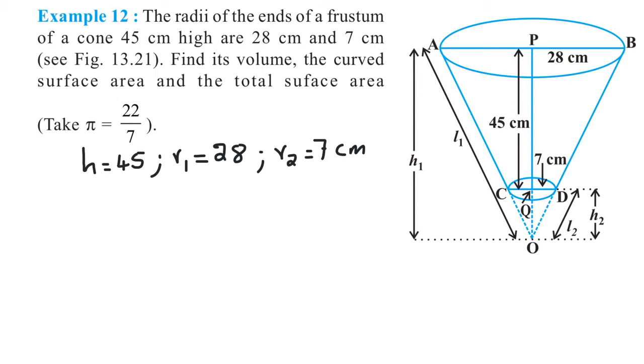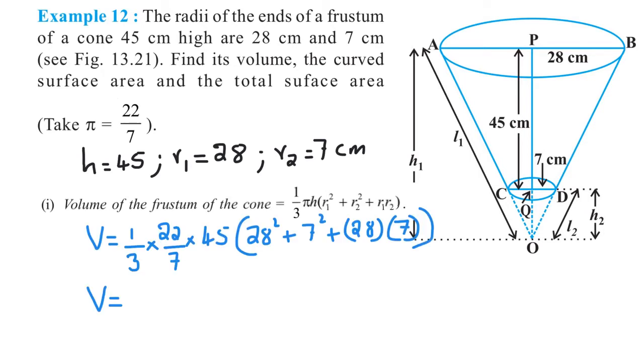What is the formula to find the volume of the frustum? It is 1/3 pi h (r1 squared plus r2 squared plus r1 r2). Let's plug in those values. When we plug in the values for h, r1 and r2 and solve, we get the volume of the frustum as 48,510 cubic centimeters. Very easy: you should know the formula, identify the variables given, and plug them in. Now let's find the curved surface area and the total surface area.